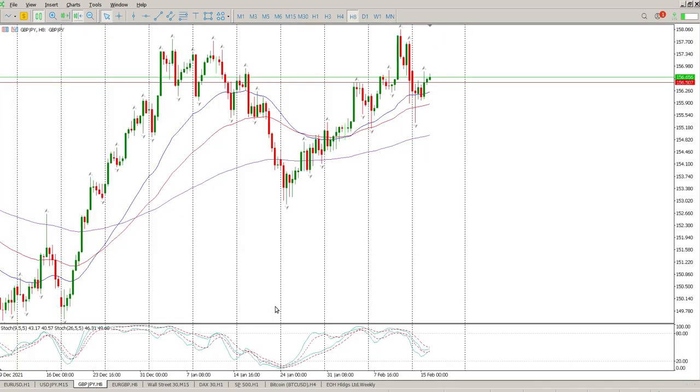Moving on to pound, British pound, Japanese yen. We've got some pin bars early in the week, some buyers. We've got a bit of a crossover happening at the moment.